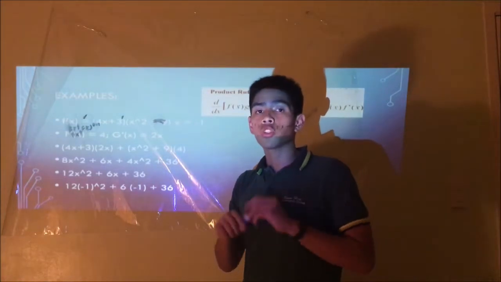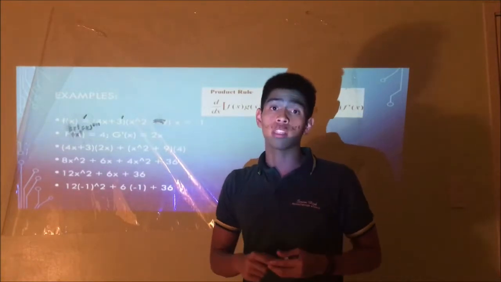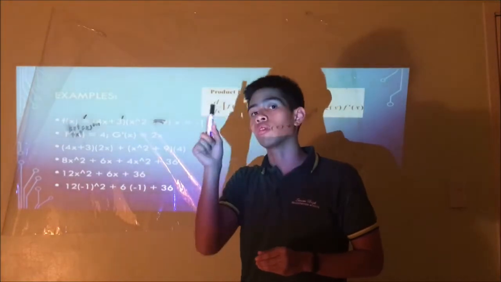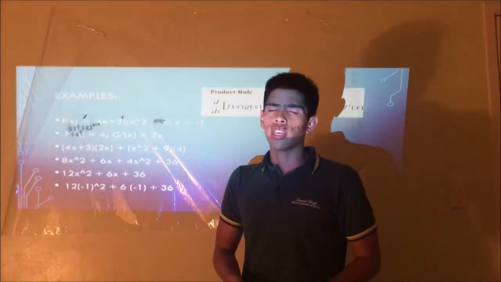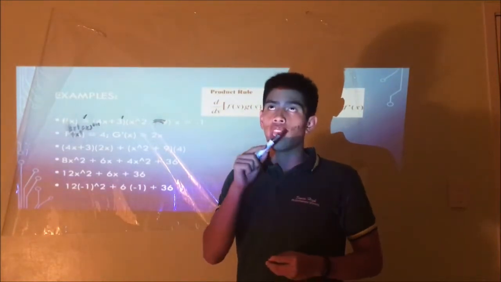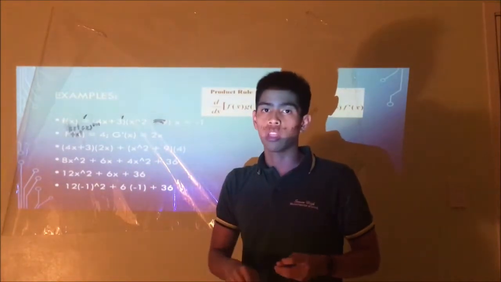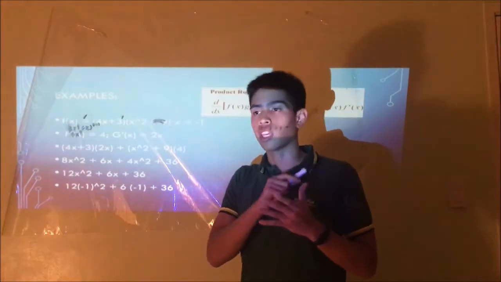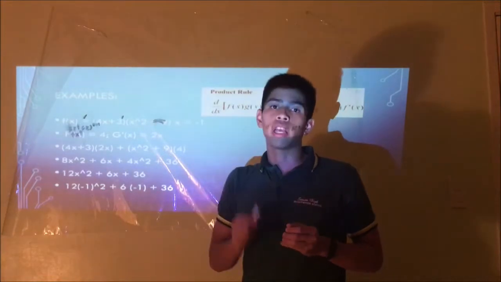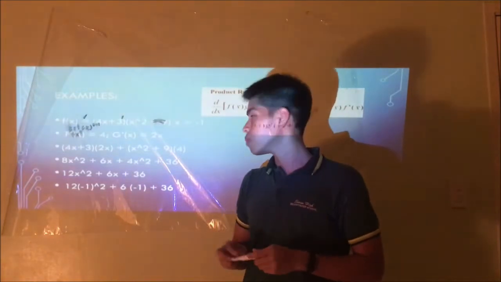Remember, whenever we're squaring a negative number, the final answer will be a positive. But when we're cubing a negative number, which is x raised to 3, we are gonna get a negative answer. So remember, whenever a negative number is being raised to an even number, like 2, 4, 6, 8, 10, and so on, it's gonna be positive. But if it's raised to an odd number like 1, 3, 5, 7, 9, and so on, it's gonna be negative.